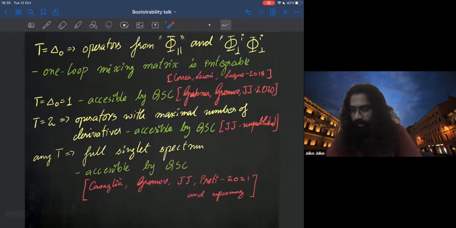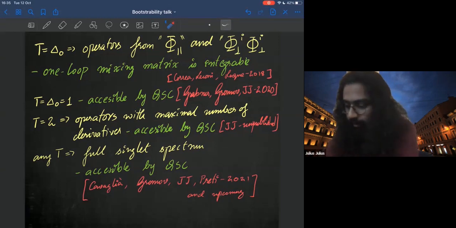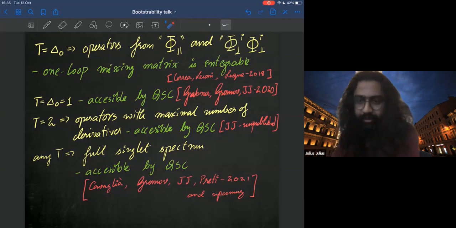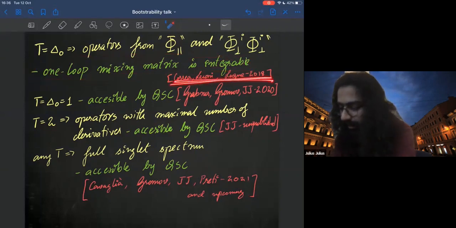All right, so again, some more notes about these operators. In the case that the twist is equal to delta, the number of derivatives is delta minus twist, so I have no derivatives. These are all the operators which I can construct using the letters phi parallel and phi orthogonal. And it turns out that the one-loop mixing matrix for these operators is integrable, and it was written down in this paper.